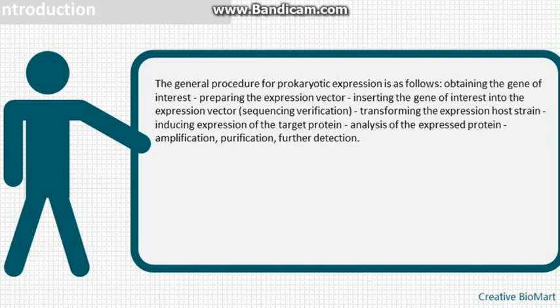Introduction. The general procedure for prokaryotic expression is as follows: obtaining the gene of interest, preparing the expression vector, inserting the gene of interest into the expression vector, sequencing verification, transforming the expression host strain, inducing expression of the target protein, analysis of the expressed protein, amplification, purification, further detection.